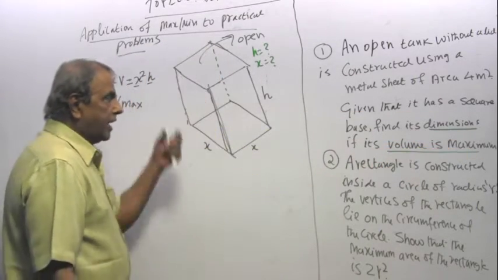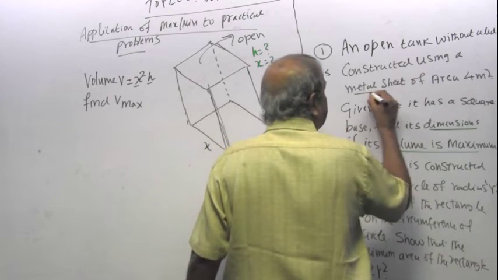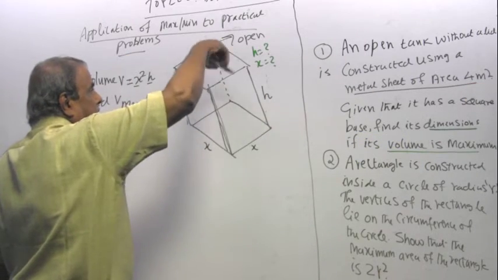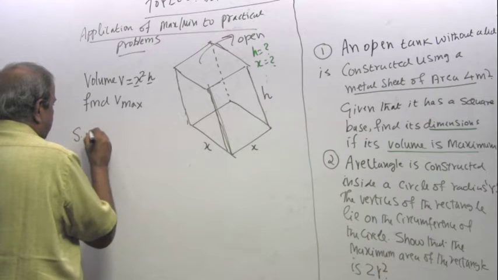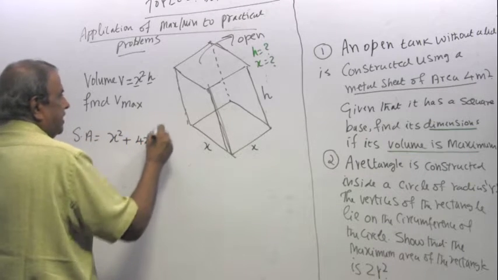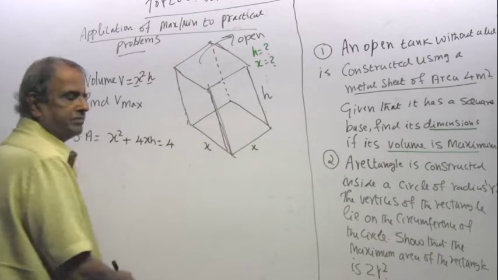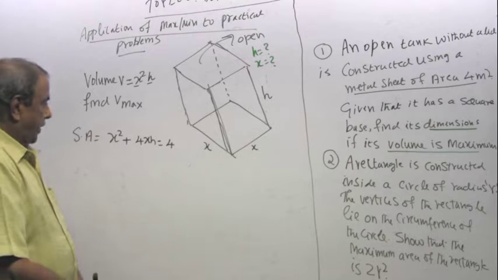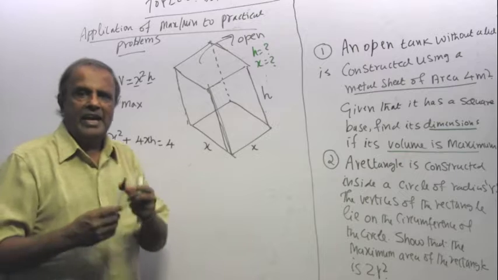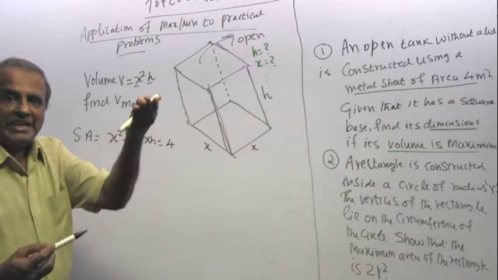Okay? To do that, what is the other information given? The metal sheet of area 4, that means the total surface area of this particular tank is 4. What is the surface area? 1 base plus 4 sides, correct? That is x squared plus xh, xh, xh and xh. That is given to be 4. So therefore, I can make h the subject or x the subject. I cannot make x the subject because it's a quadratic. So make h the subject.